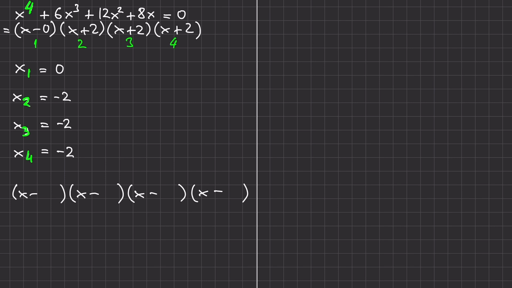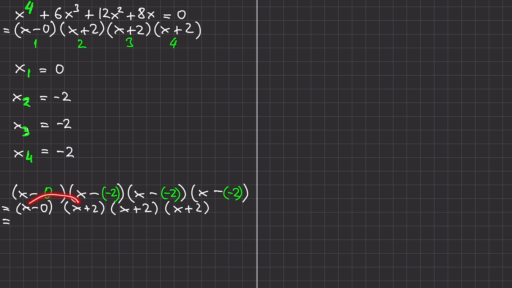So we get x minus 0, x minus negative 2, x minus negative 2, and x minus negative 2. So we get (x minus 0) times (x plus 2) times (x plus 2) times (x plus 2).